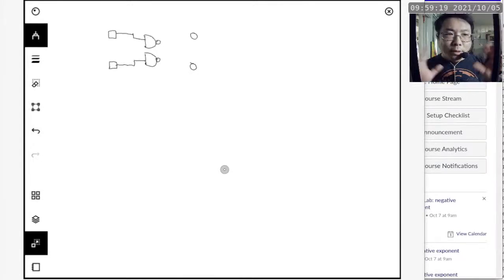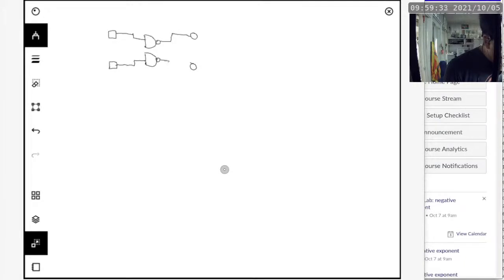So this is one part of the circuit. The top input goes to the top NAND gate. The bottom input goes to the bottom NAND gate. But here is the interesting part. The output goes here, and the output goes here. However, the output of the bottom NAND gate becomes one of the inputs of the top NAND gate, and the same thing is true the other way around as well.